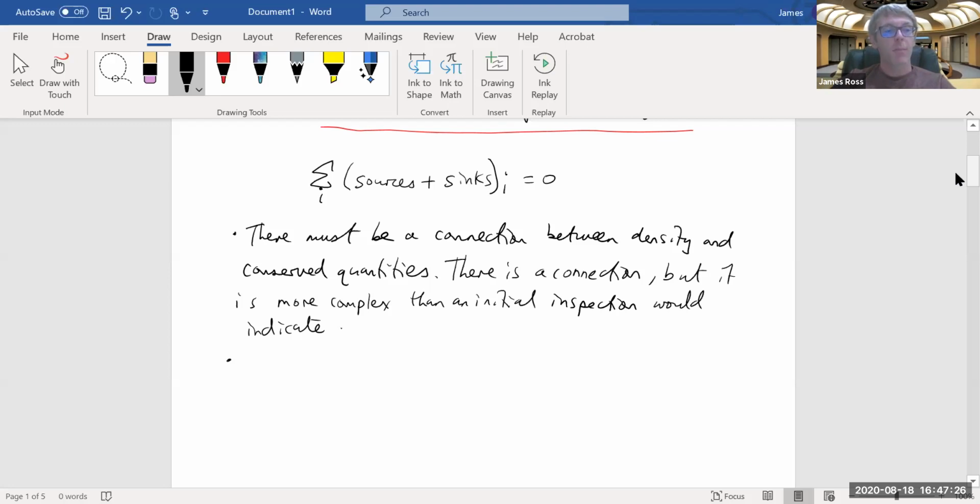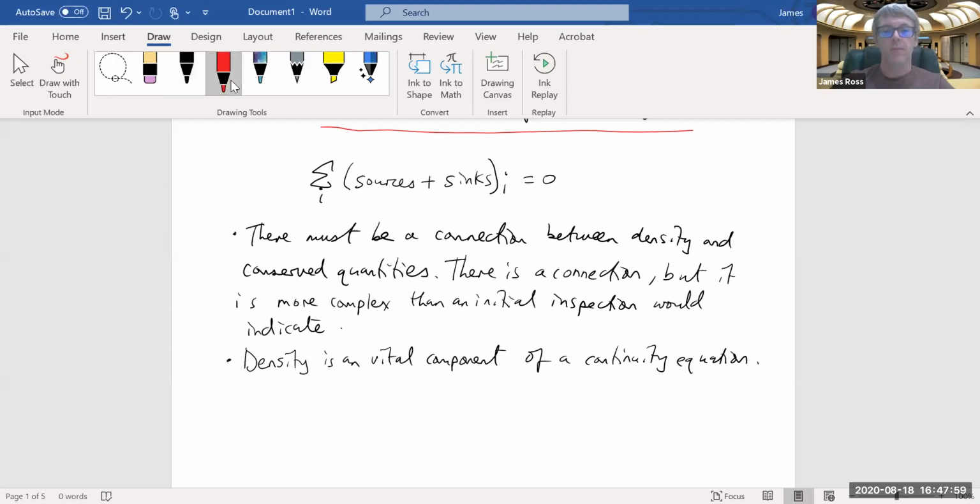Density is a vital component of a continuity equation. So I'm going to introduce you to basic continuity equations. Density is a vital component of a continuity equation. So what on earth is a continuity equation?